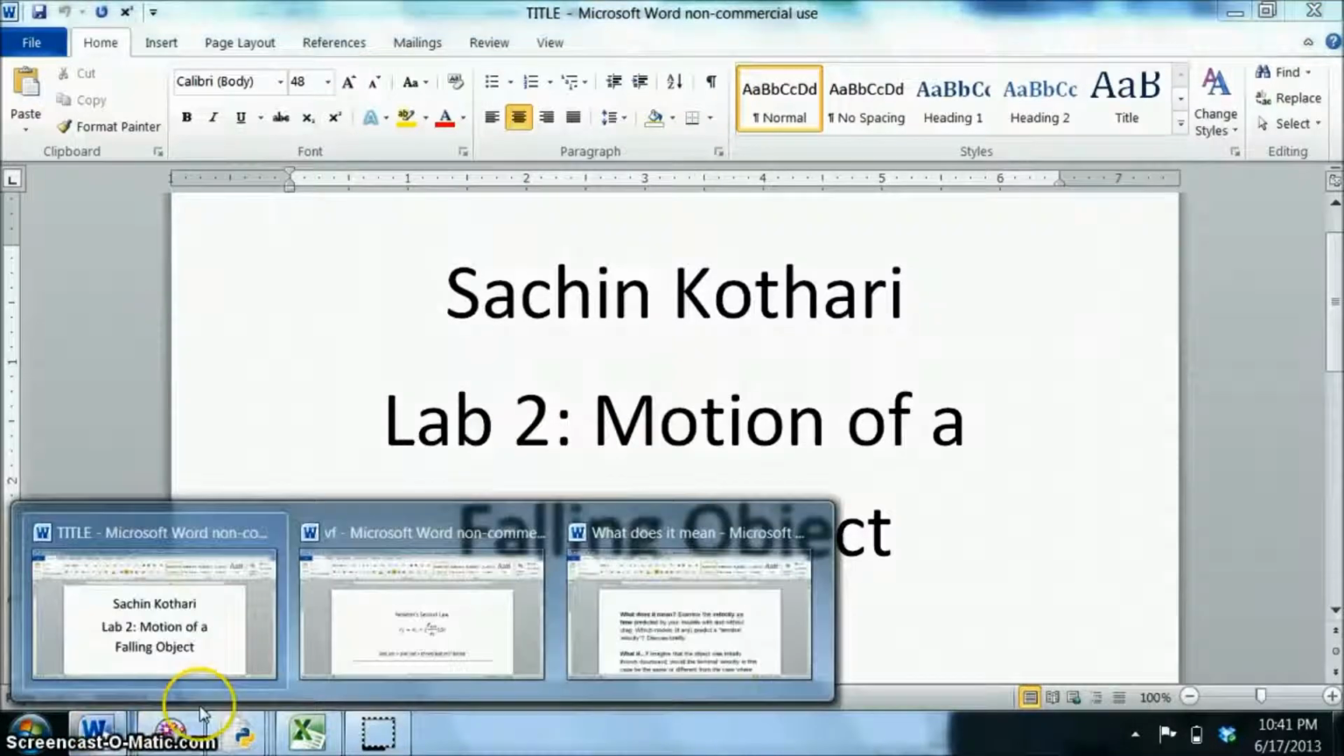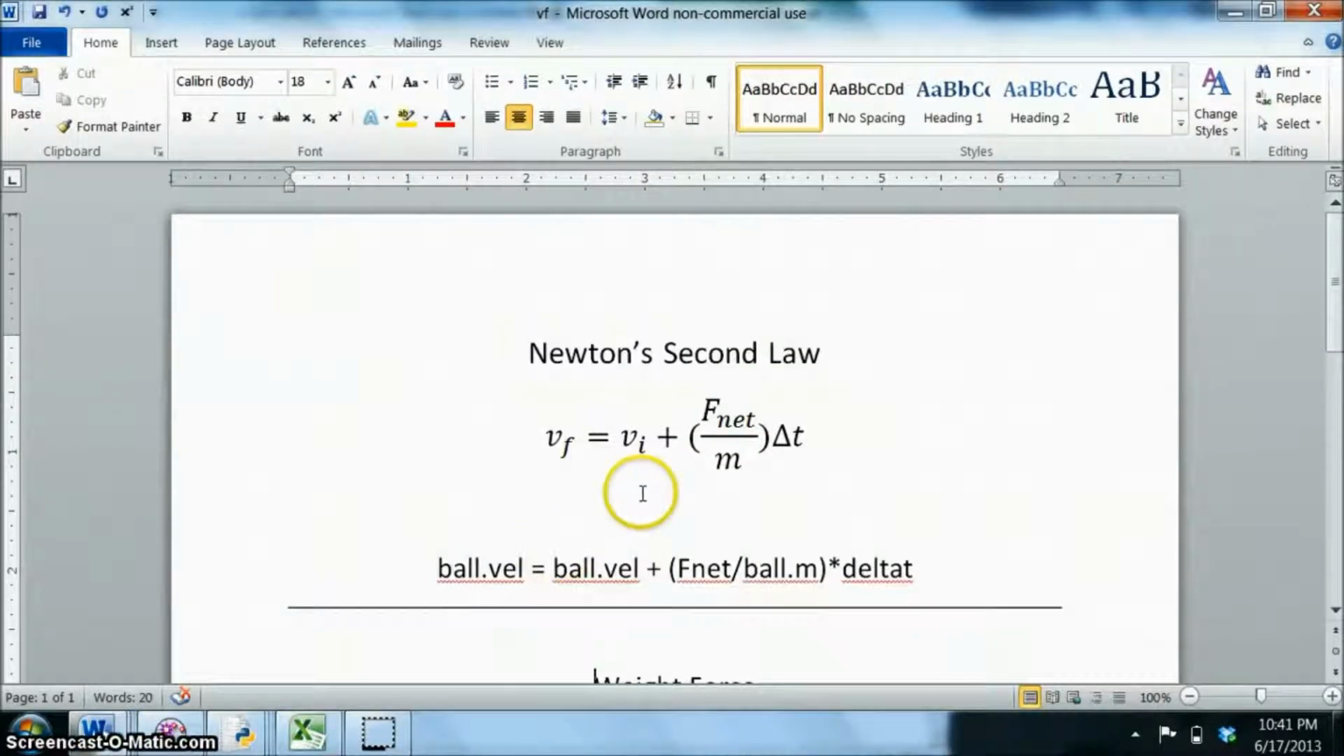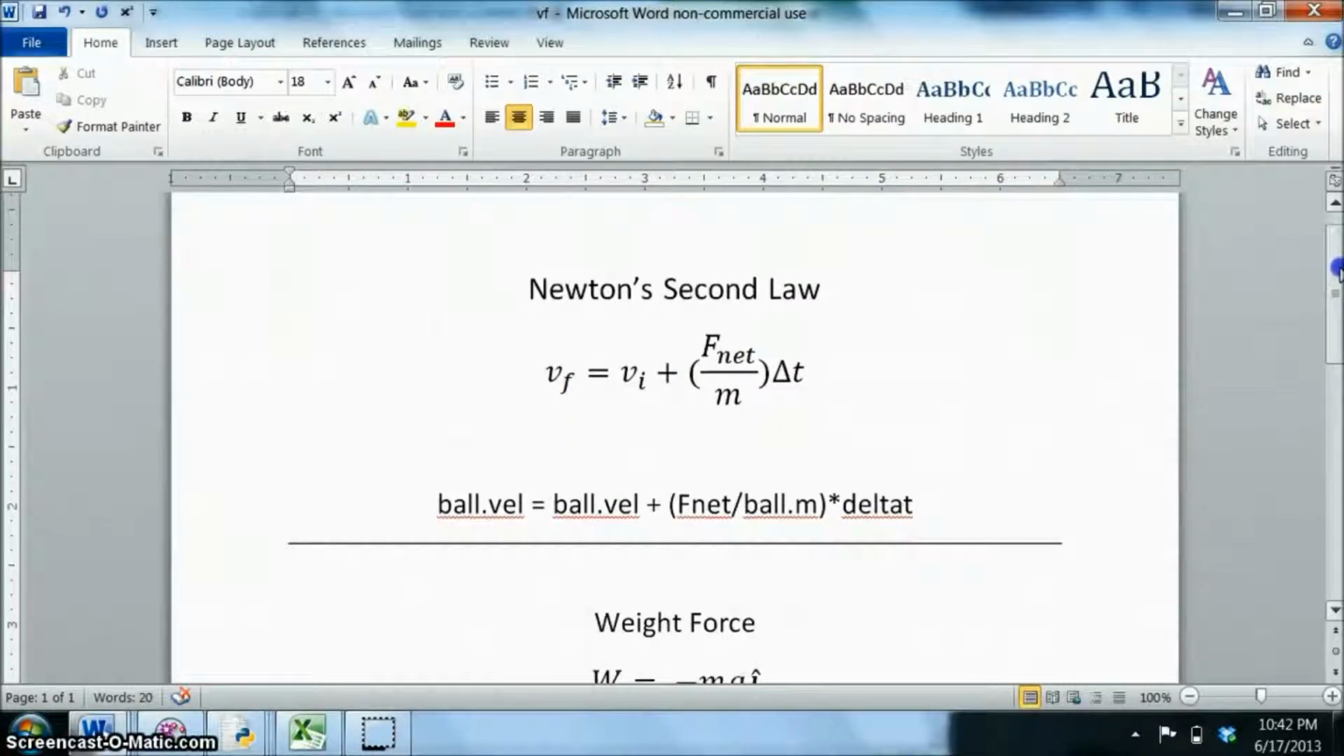a Falling Object. In our last lab report, we analyzed an object moving with a constant velocity, in which we found out that the net force was 0, making the final equal to the initial velocity. This time we're actually going to have two forces adding to a net force, so the object may or may not be at a constant velocity.